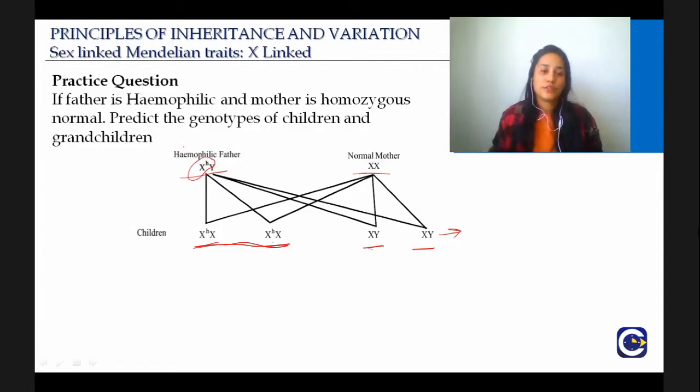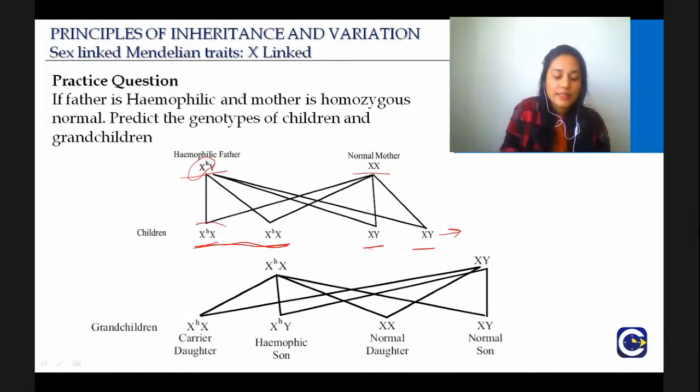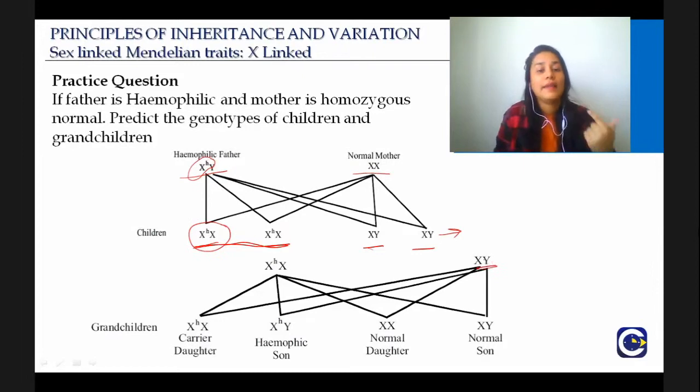And then they asked you about the grandchildren. So when you talk about the grandchildren, you will take this carrier female and cross it with a normal male. And now again, you see 4 progenies, right? So one is a carrier daughter, one is a hemophilic son, a normal daughter and a normal son. Yesterday there was this question, what about the genotypic ratio?